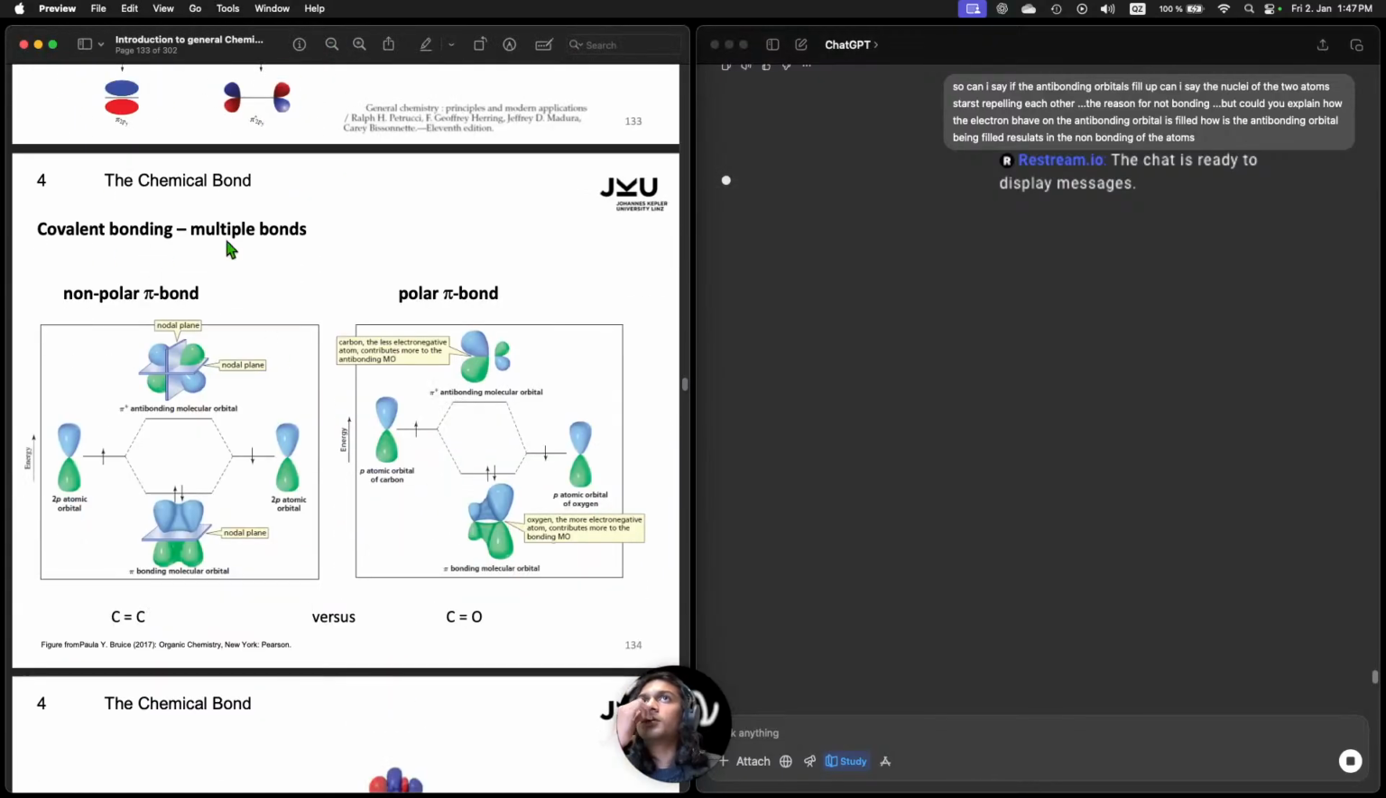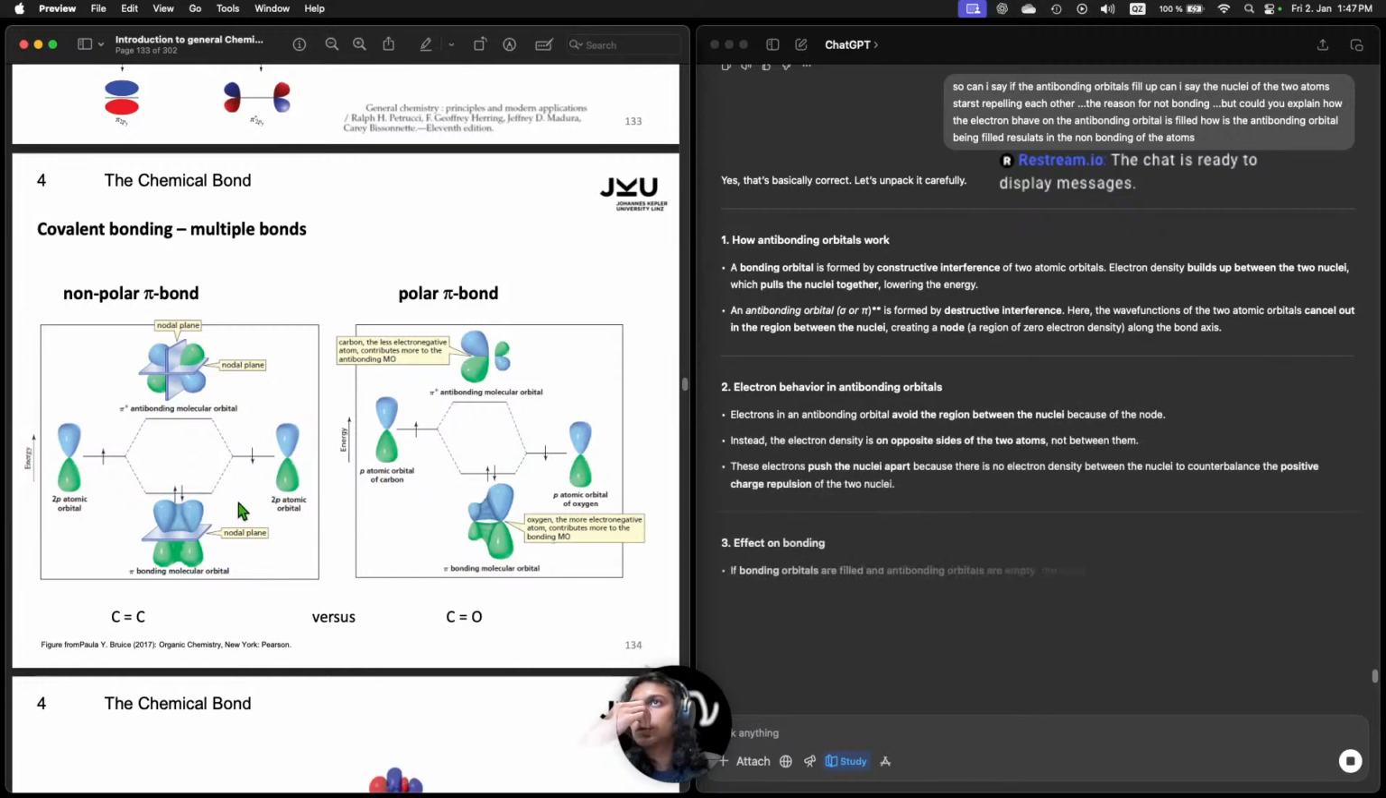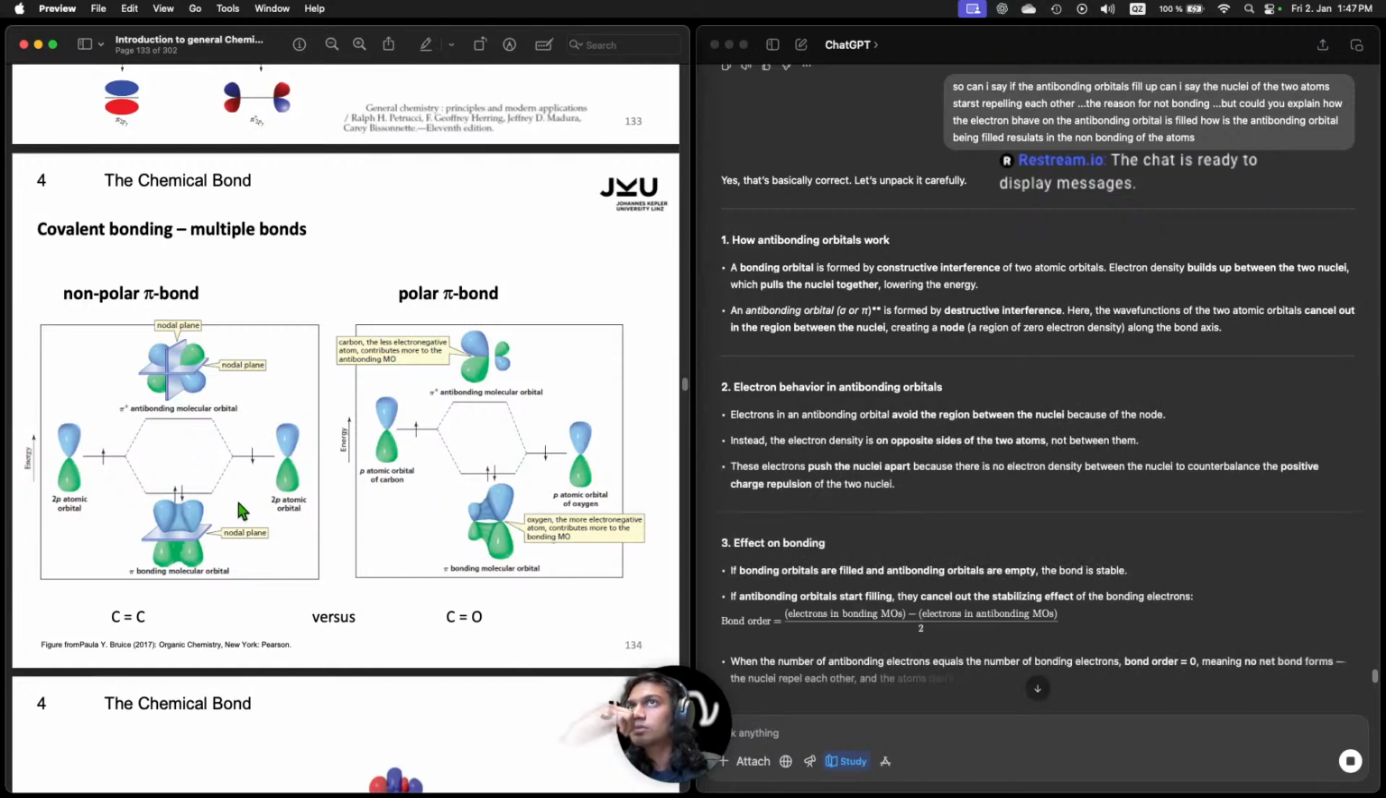Covalent bonding, multiple bonds, non-polar pi bond, polar pi bond. So 2p atomic orbitals. So this is carbon-carbon. So we got pi bonding, pi star. Less electronegative.